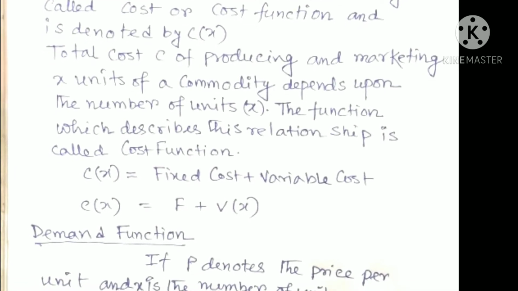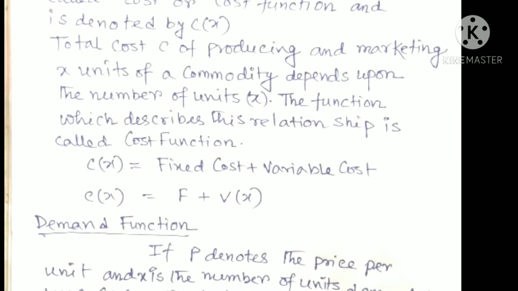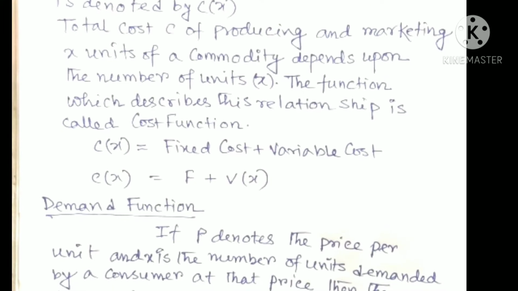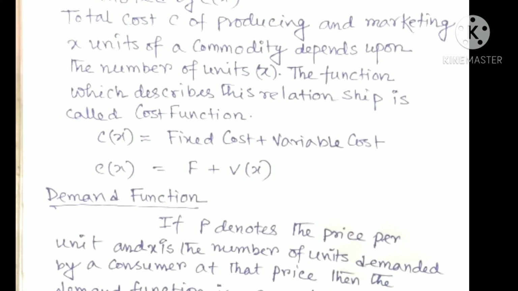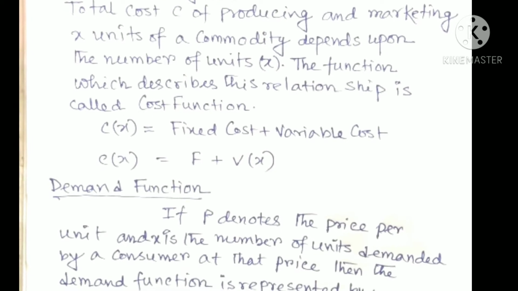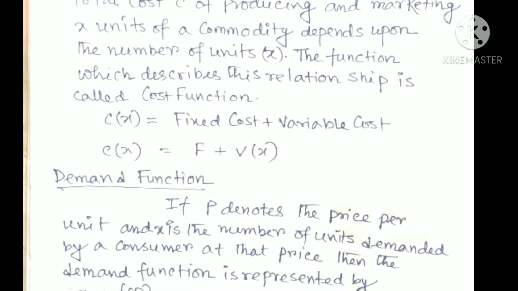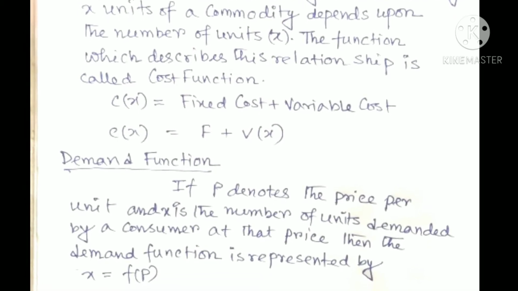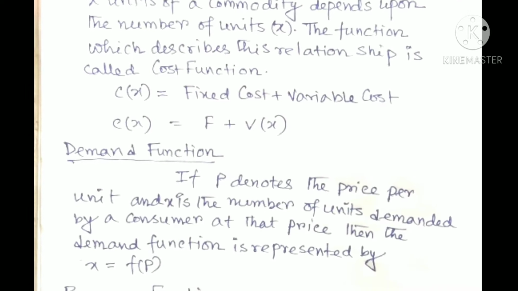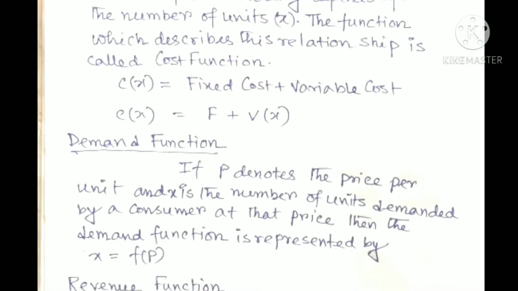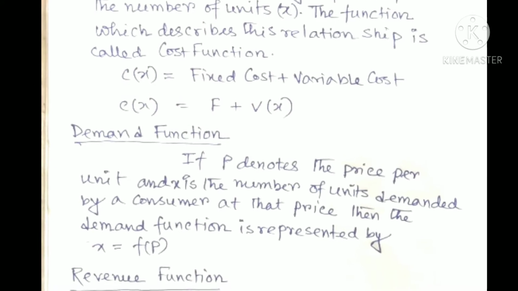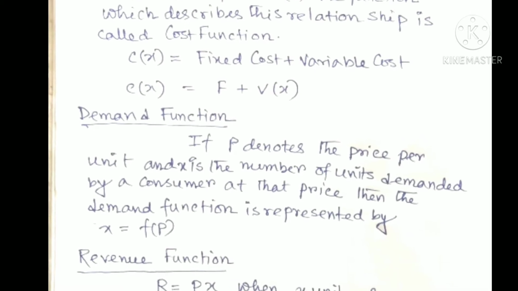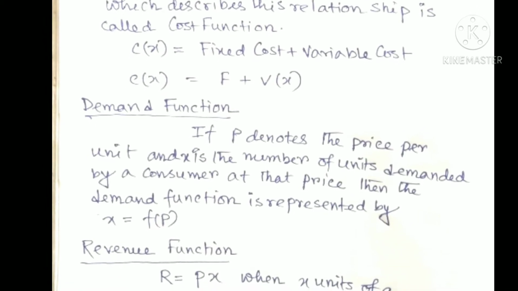The total cost is usually called cost or cost function, and it is denoted by C of x. Total cost C of producing and marketing x units of a commodity depends upon the number of units x. The function which describes this relationship is called cost function. Actually cost function is equal to fixed cost plus variable cost. So C of x is equal to fixed cost, denoted by f, and variable cost, denoted by v of x. So C of x is equal to f plus v of x.